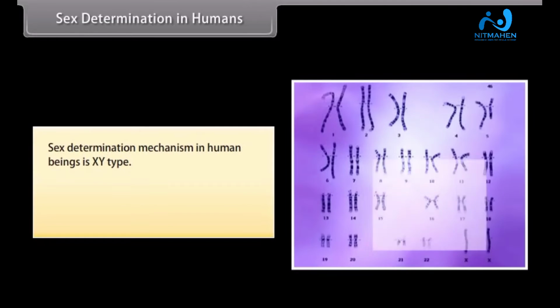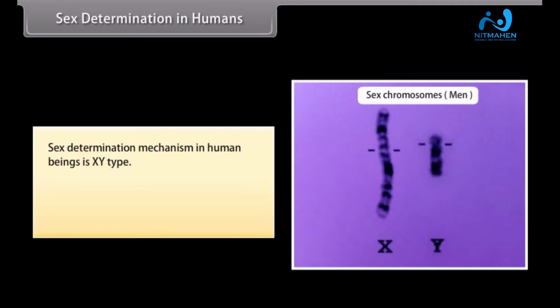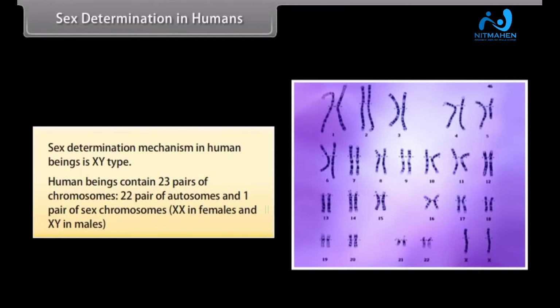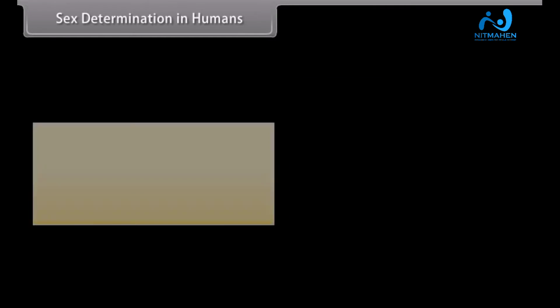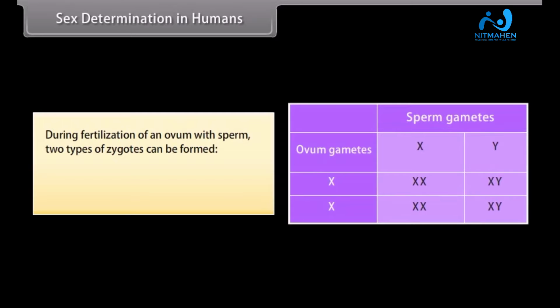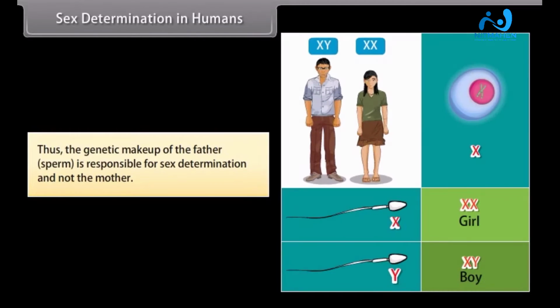Sex determination in humans. Sex determination mechanism in human beings is XY type. Human beings contain 23 pairs of chromosomes, 22 pairs of autosomes, and one pair of sex chromosomes, XX in females and XY in males. During fertilization of an ovum with sperm, two types of zygotes can be formed. Therefore, there is a 50% chance of birth of a male XY or female child XX. Thus, the genetic makeup of the father's sperm is responsible for sex determination and not the mother.